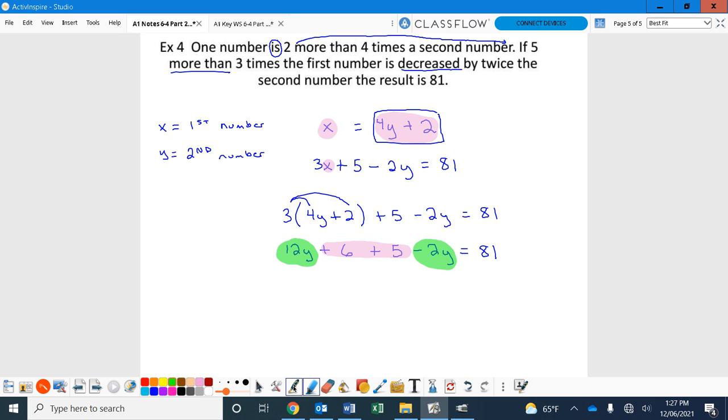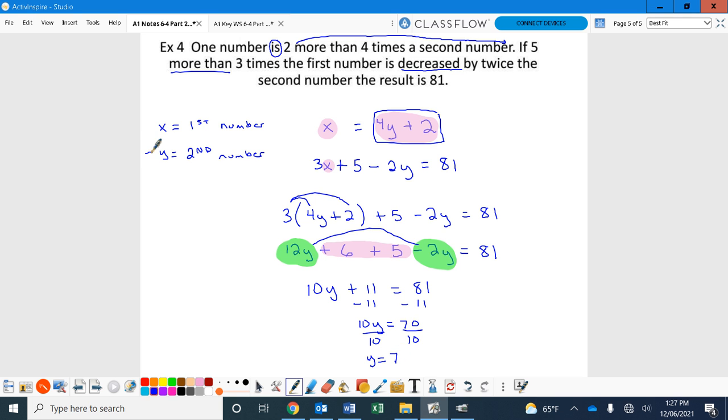What is 12y minus 2y? 10y. What is 6 plus 5? 11 equals 81. Combine like terms. Then we're going to solve this. Minus 11, minus 11. 10y equals 70. Divide by 10, and y equals 7.